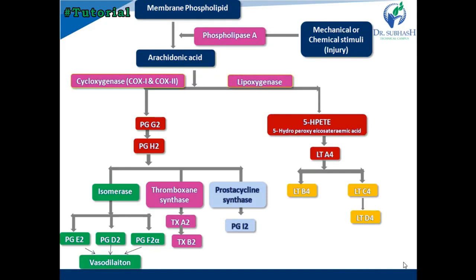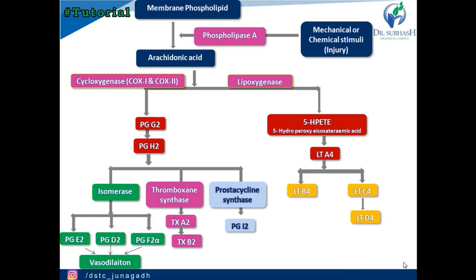You can see here, our cell membrane is made up of a bilayer of phospholipids. When injury occurs, which means mechanical or chemical stimuli, it activates the phospholipase enzyme, and this enzyme acts on membrane phospholipid and releases arachidonic acid from membrane phospholipid. Arachidonic acid is stored with membrane phospholipid and phospholipase A releases arachidonic acid from this phospholipid.